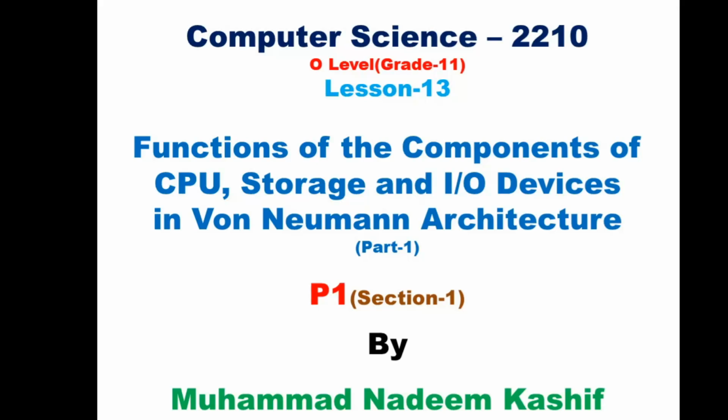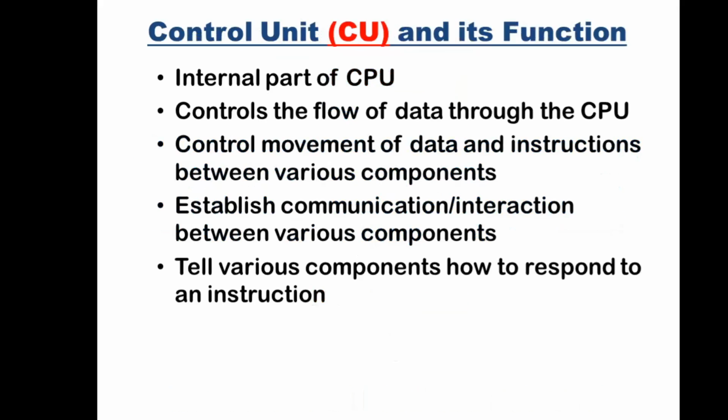Dear students, in this session, I will discuss with you the functions of the various subcomponents of CPU, storage, and I/O devices which were suggested by the von Neumann architecture in the main sections or components of his proposed architecture for the modern computer system. So dear students, the first component, the main section which the von Neumann suggested was the CPU. And CPU has few components inside it.